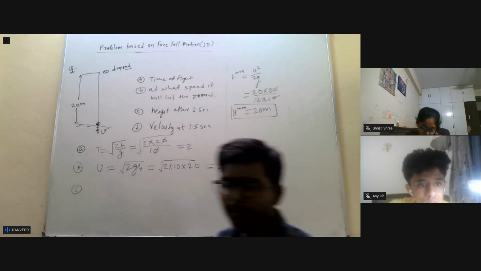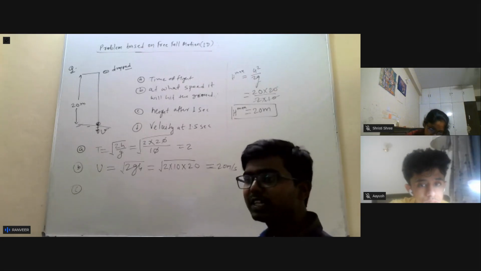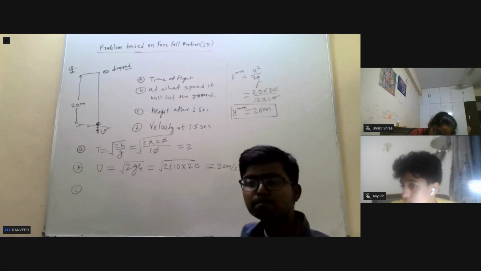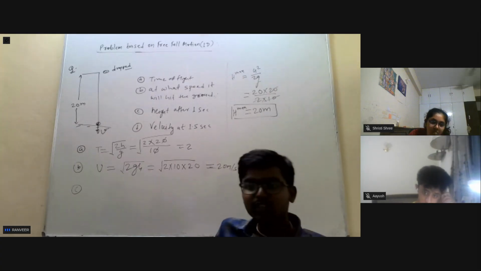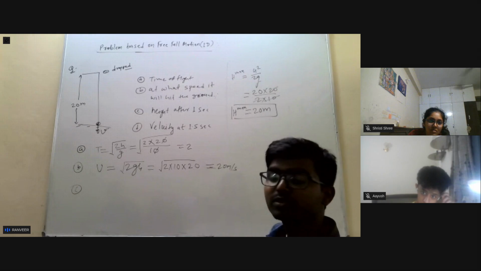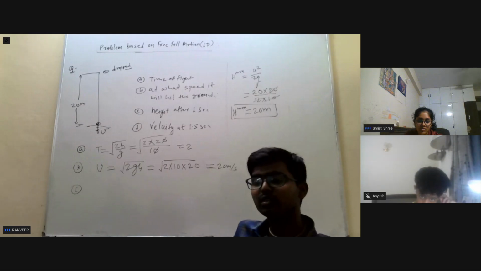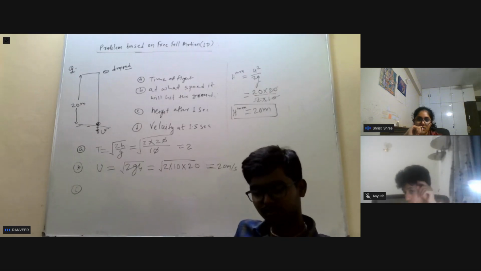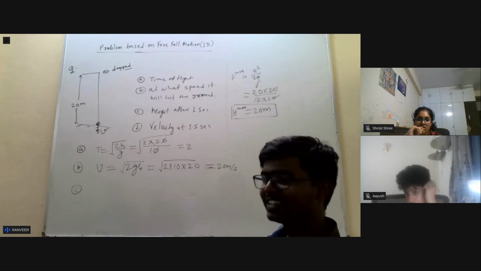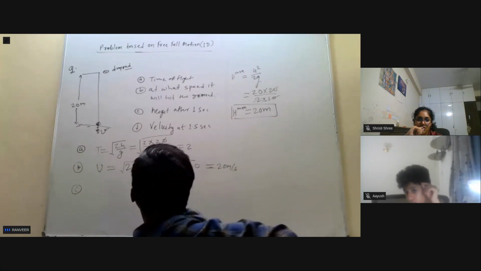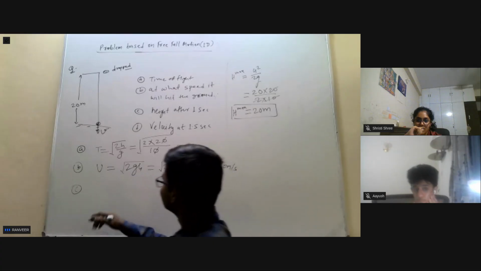What is the C? How much did you get? 5 meter. Oh, Srishti, what about you? So minus 5, minus 5 meter. Oh, correct, obviously, downward. Okay.